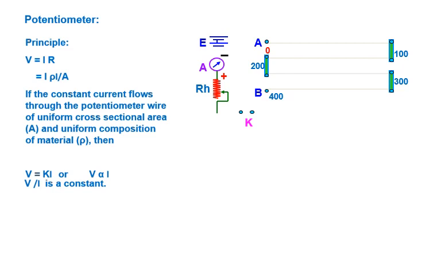A meter scale is fixed parallel to the wires. The ends A and B are connected to a strong battery, a plug key, an ammeter, and a rheostat. This circuit is called driving or auxiliary circuit, which sends a constant current I through AB. A jockey can slide along the length of the wire.